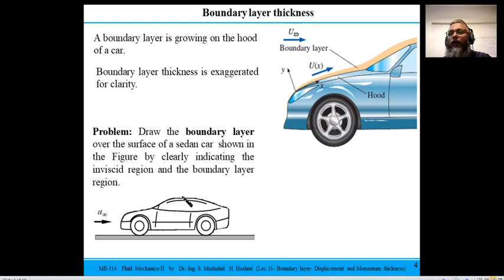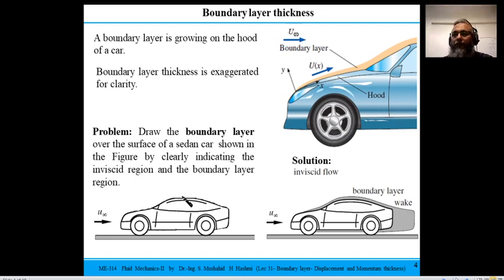Okay, I will show you the solution here. The boundary layer thickness is very thin at the upstream side and at the hood of the vehicle, then on the windshield, and then onto the roof. The boundary layer starts developing, and then on the rear side of the vehicle there would be a region where eddies and wakes are generated.